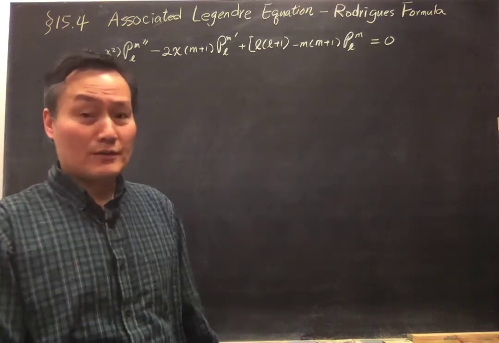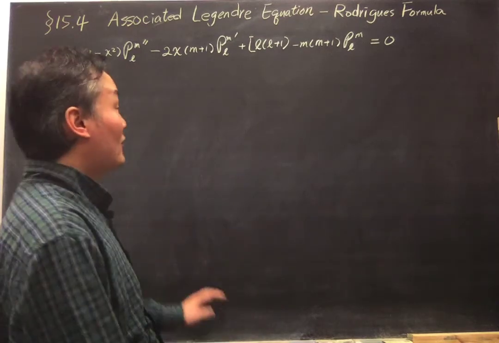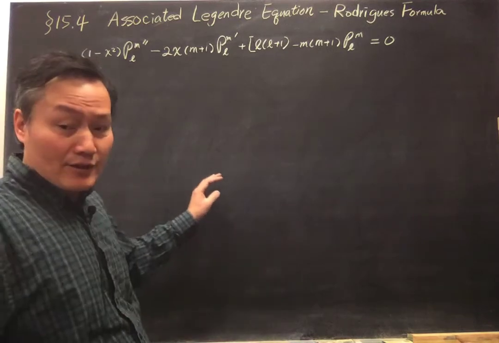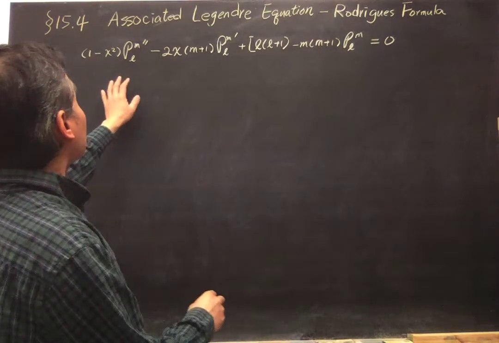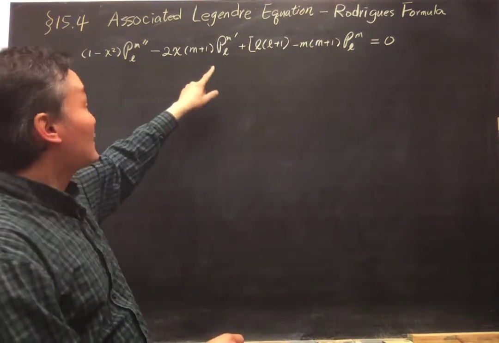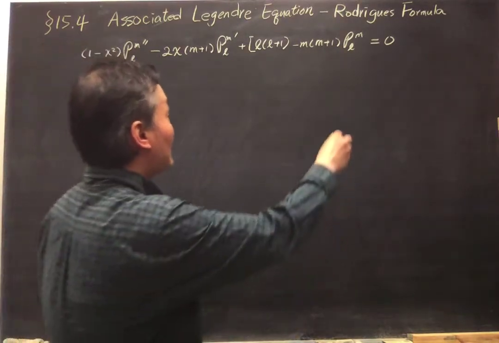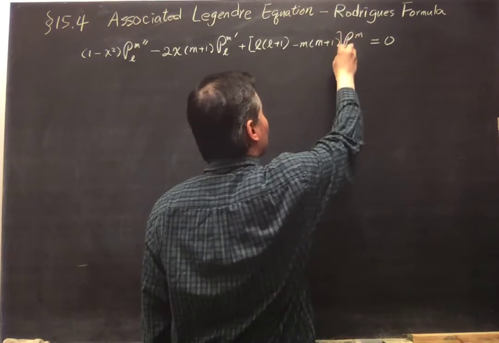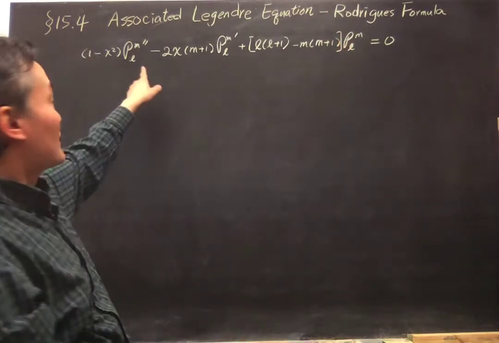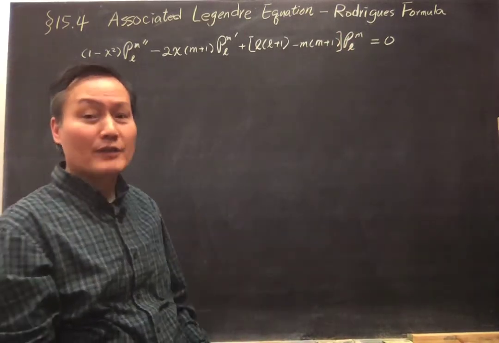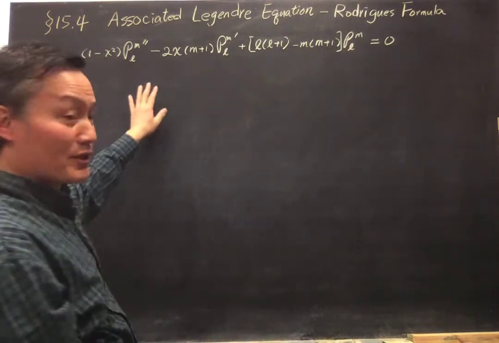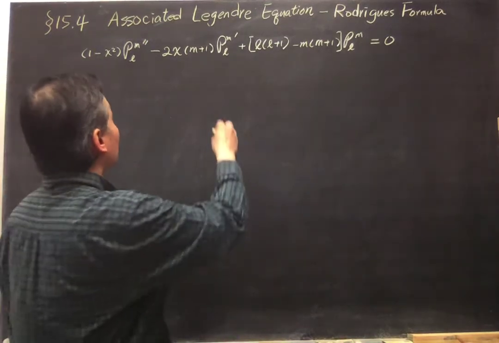Okay, we continue on section 15.4. So last time we solved the equation for this script P function using the series method and showed that the series truncates, so we identified that as a polynomial.